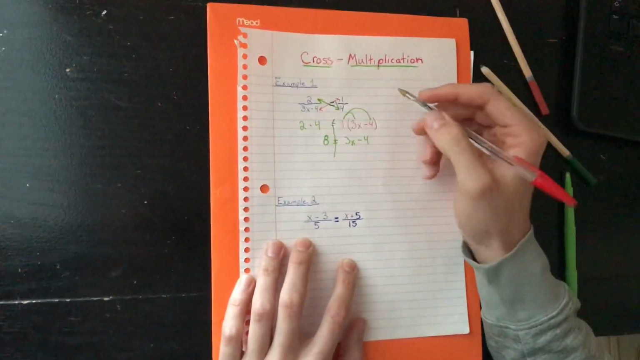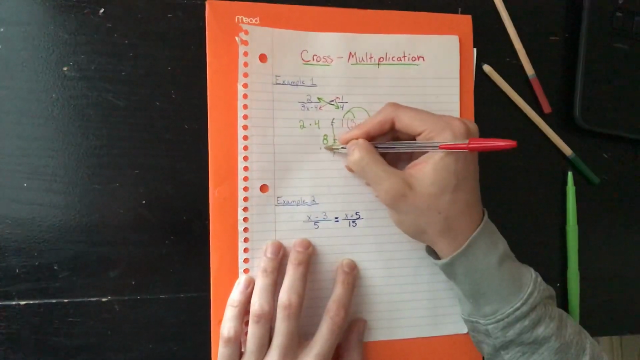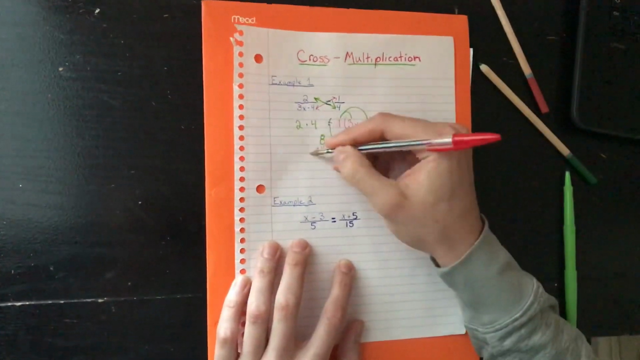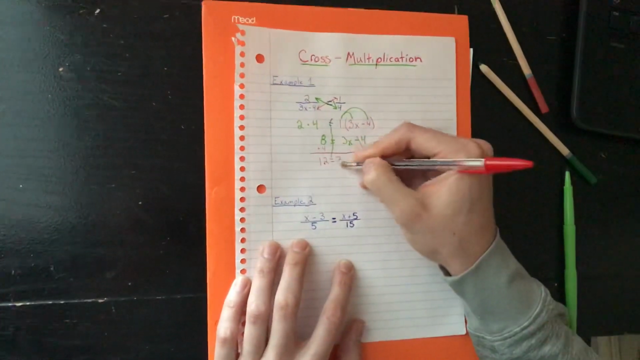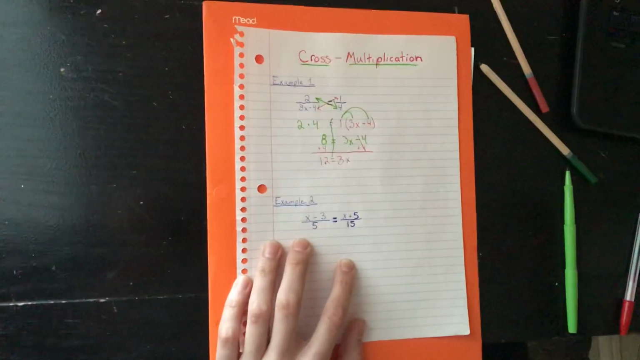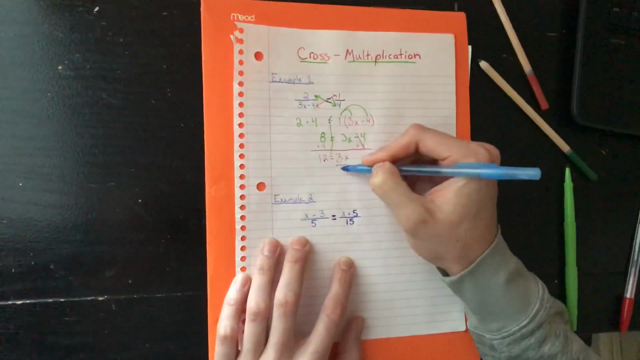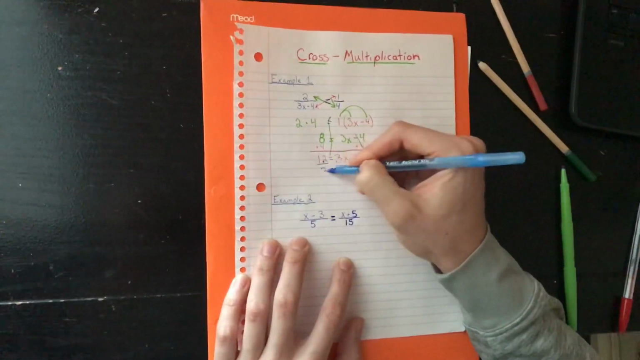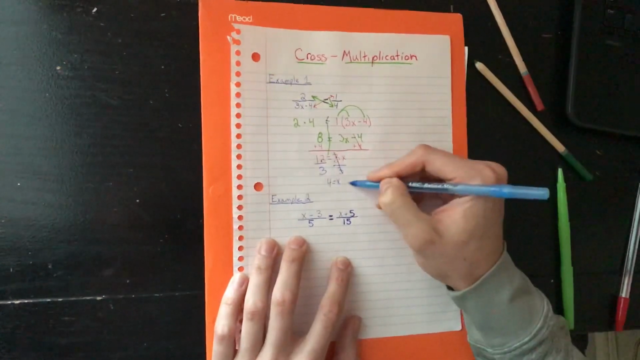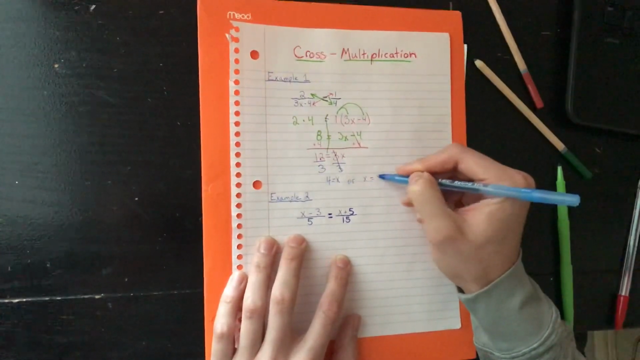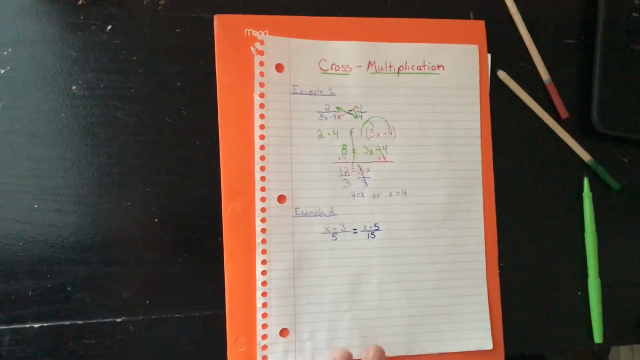I'm going to undo subtraction by adding 4 to both sides. This cancels out. This simplifies to 12 equals 3x. And then the last step is I'm going to undo multiplication because 3 is multiplying x, and I'm going to divide by 3 to undo that multiplication. This cancels out and x equals 4, which can be written like this as well. Let's review that cross multiplication again with another problem.